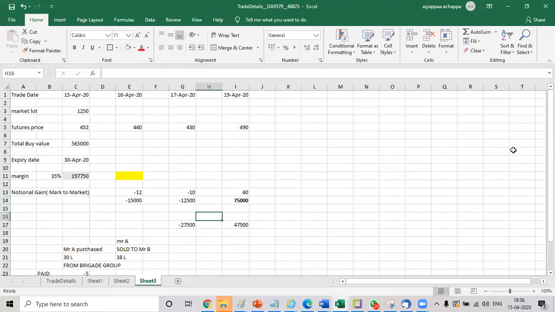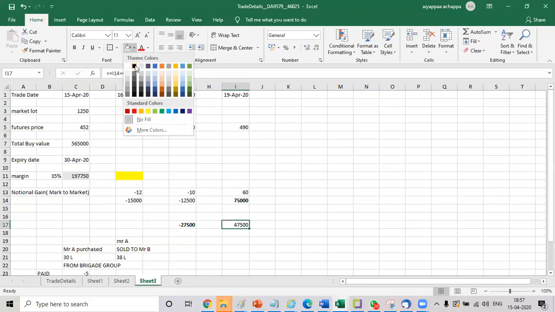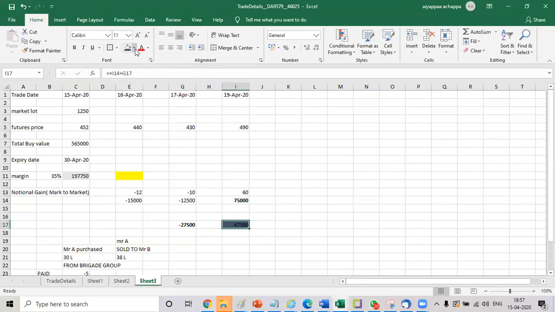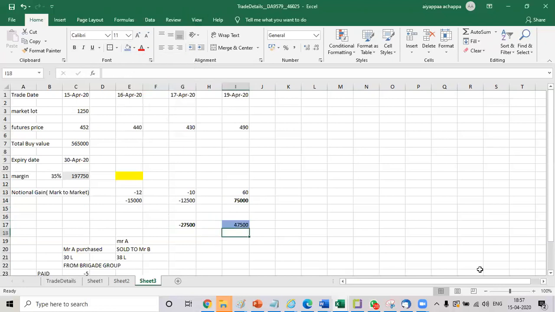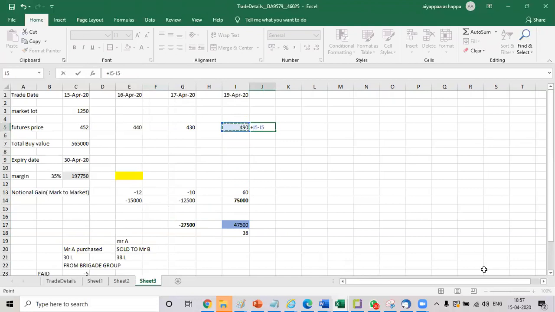This minus this plus this, so 47,000, you are in a net gain. So now, that is, per share you have made a gain of 38 rupees. Now how did we get this number 38? Very simple. 490 minus 452, you are in a net gain of 38.